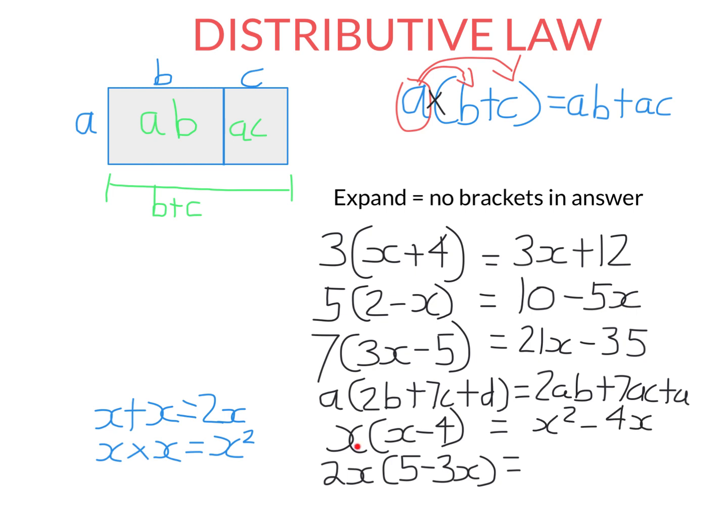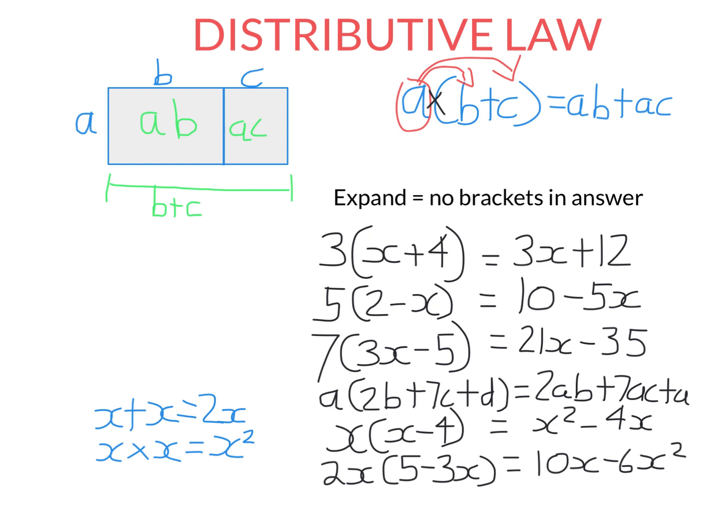Similarly for the last one, 2x times 5: well, 2 times 5 is 10, and then write the x. Now we've got 2x times negative 3x. Well, 2 times negative 3 is negative 6. x times x is not 2x, it's x squared, and we're done.